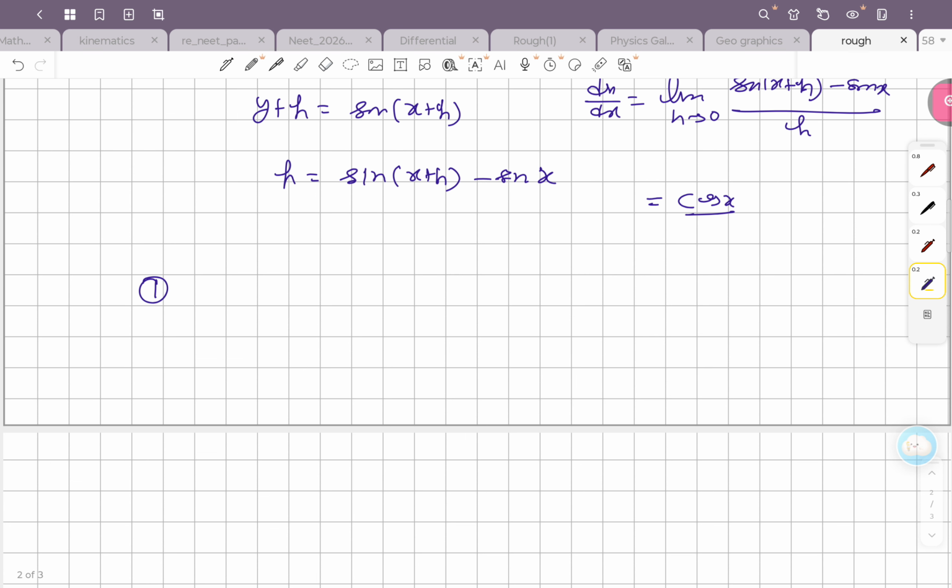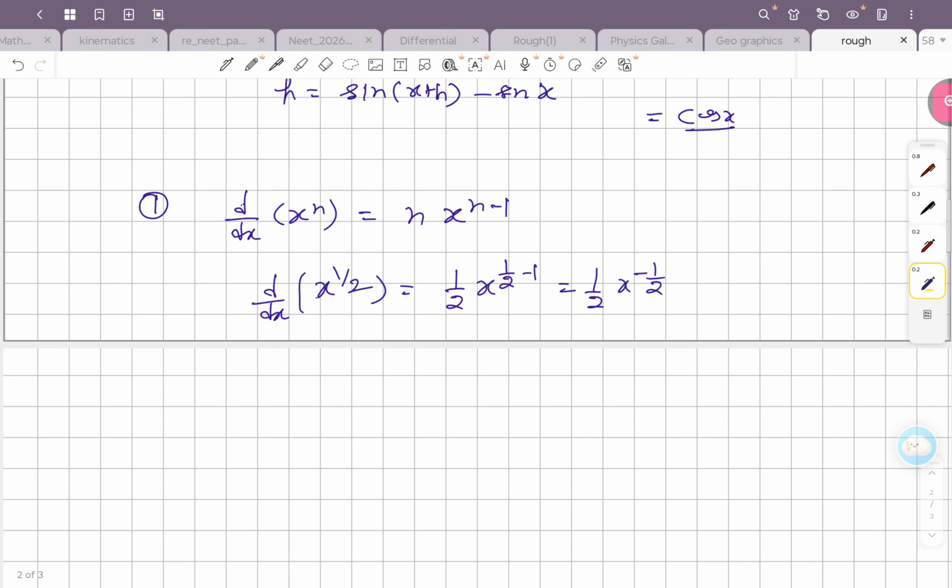Now there are some formulas for it. The first formula: if you differentiate a function of type x to the power n, it becomes n x to the power n minus 1. For example, suppose you are given x to the power 1 by 2. If you differentiate it, it becomes 1 by 2 x to the power 1 by 2 minus 1, which is equal to 1 by 2 x to the power minus 1 by 2. Understand?